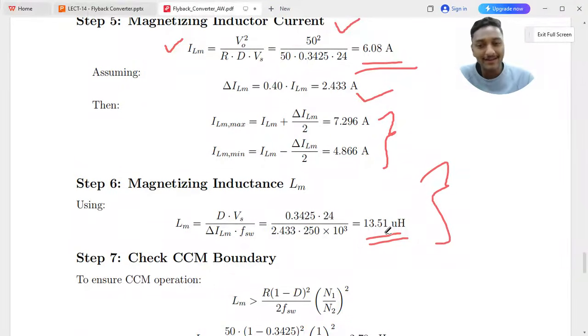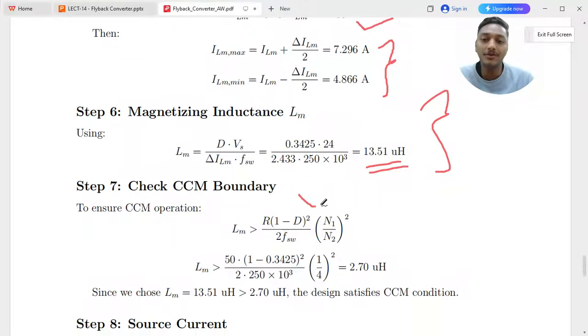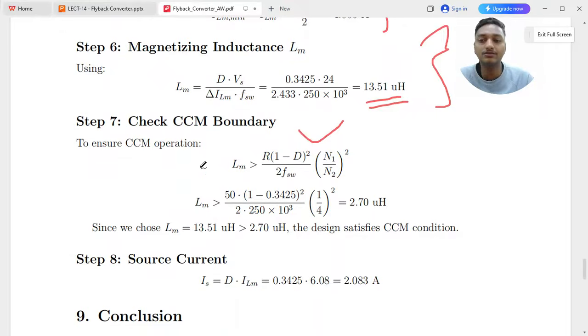Okay, so we calculate the LM value. Now, as I told you, we will check the CCM boundary condition: whether the value we selected, 13.5, is greater than or less than the boundary condition. To ensure CCM, we have derived this boundary condition as well.